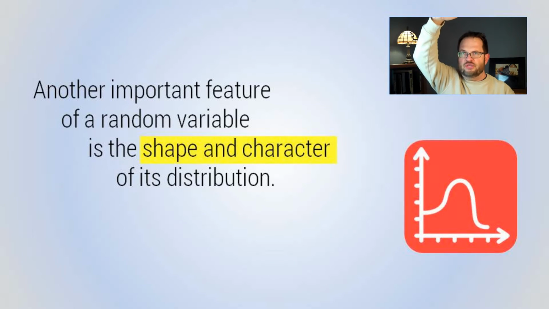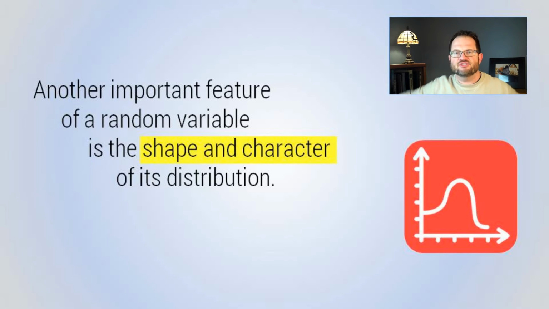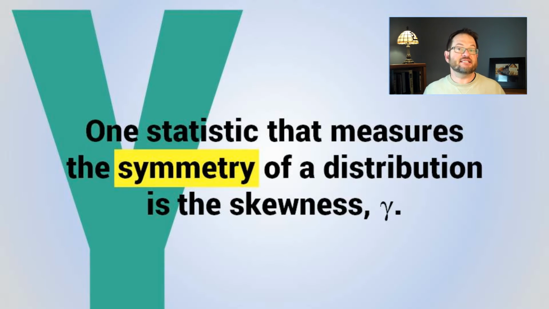How tall is the middle versus how long are the tails, and so on? The shape and character are the terms that we use in statistics. The shape and character of the distribution matters, and the sample should be able to give us some information about that. Now, there are lots and lots of statistics that you can compute based on a sample, where you can be making inferences about what the shape and character of a distribution are.